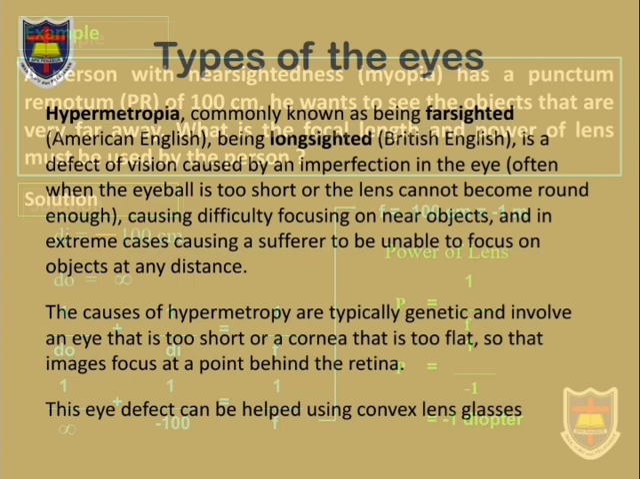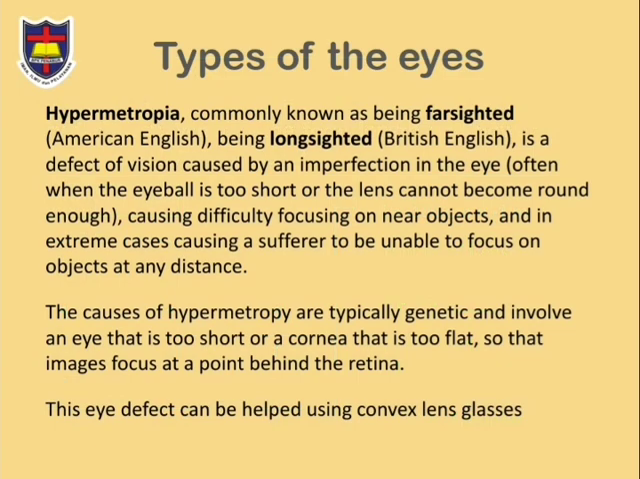Type of eye number 3 is hypermetropia, commonly known as being farsighted in American English or long-sighted in British English. It is a defect of vision caused by imperfection in the eye, often when the eyeball is too short or the lens cannot become round enough, causing difficulty focusing on near objects, and in extreme cases causing a sufferer to be unable to focus on objects at any distance. The causes are typically genetic and involve an eye that is too short or a cornea that is too flat, so that the image focuses at a point behind the retina. This eye defect can be helped using convex lens glasses.